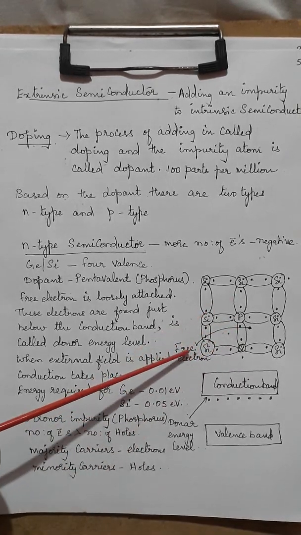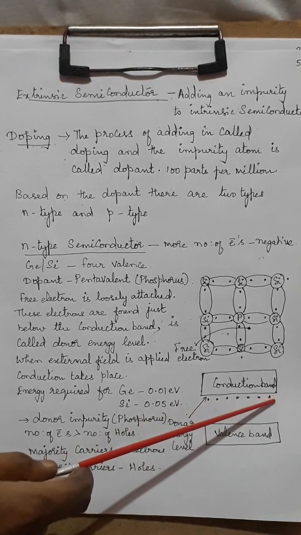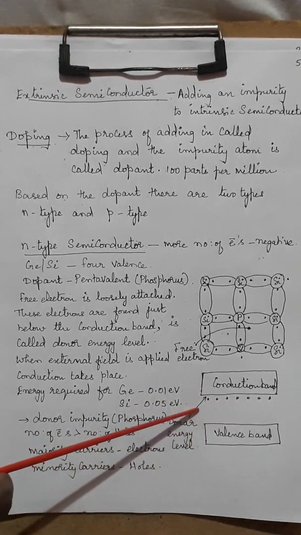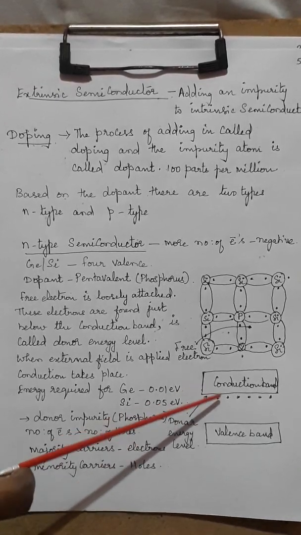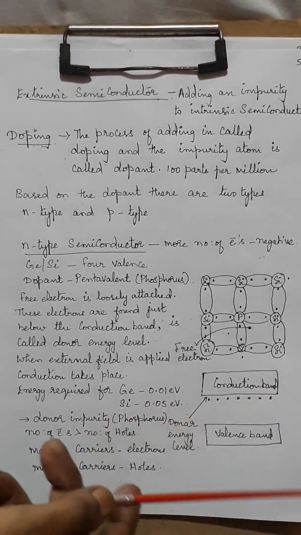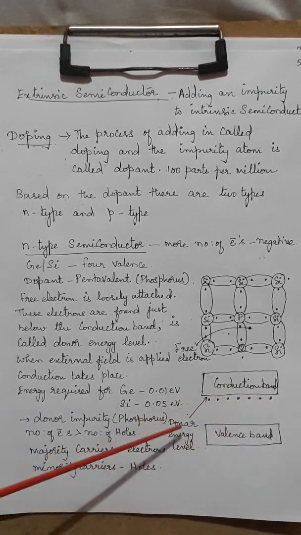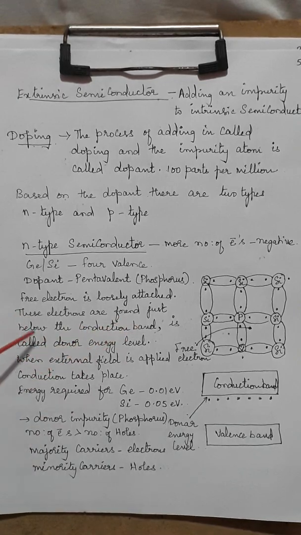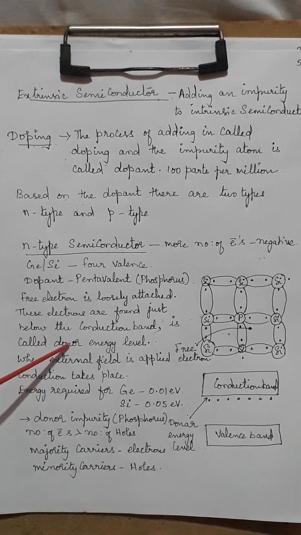That is, these free electrons are found near the conduction band. So it is very easy, when you supply energy, the temperature increases, and immediately all these electrons can enter into the conduction band and start conducting. So this level is what is called the donor level. These electrons are found just below the conduction band. These energy levels are called donor energy levels.